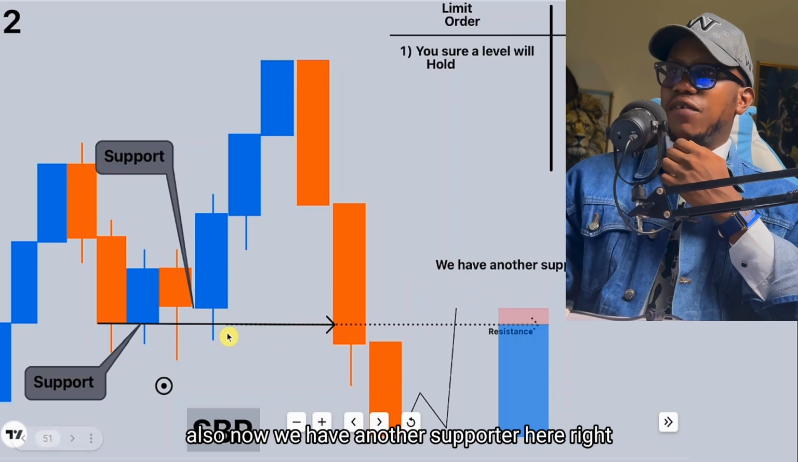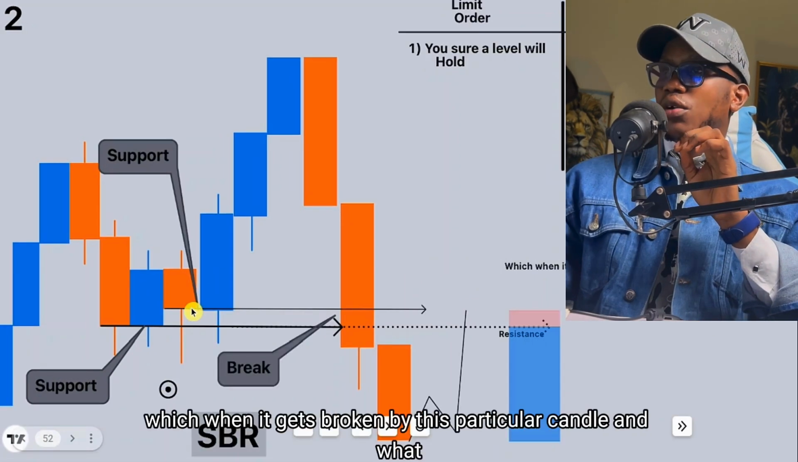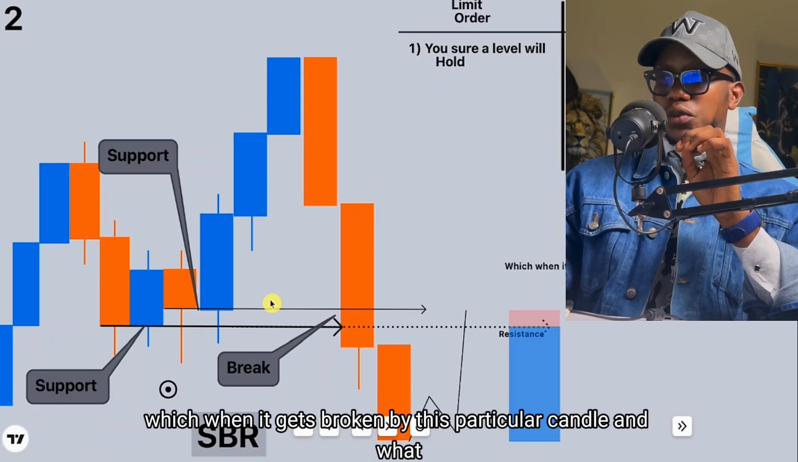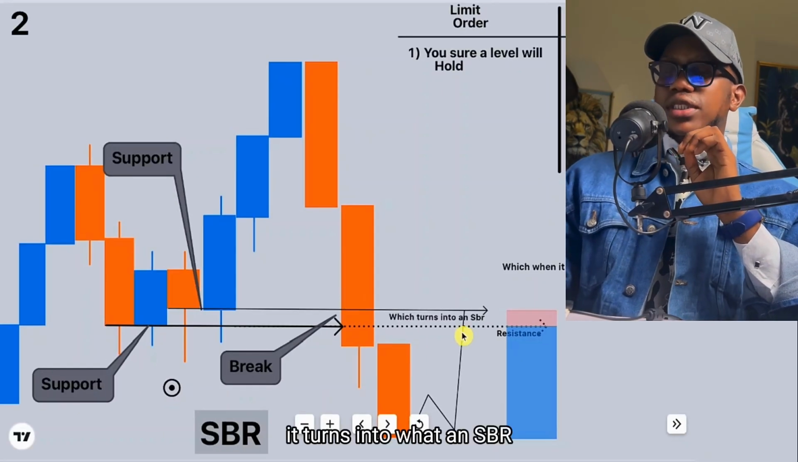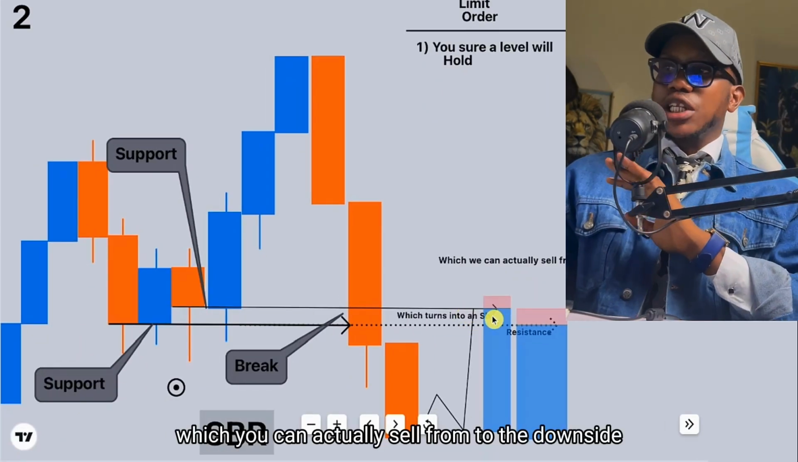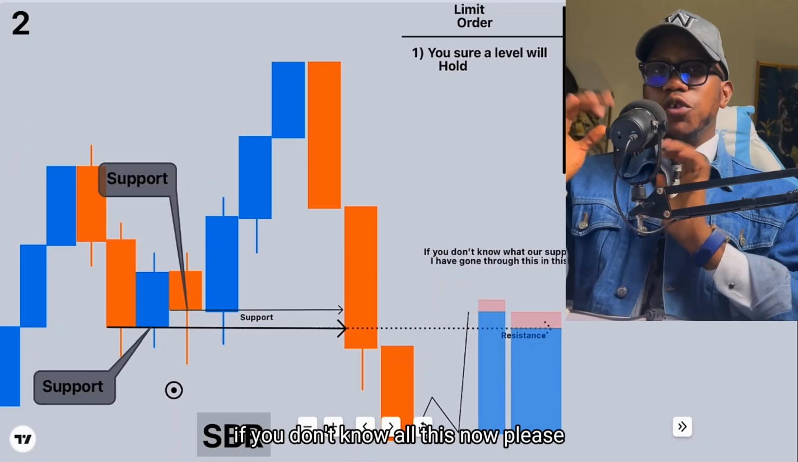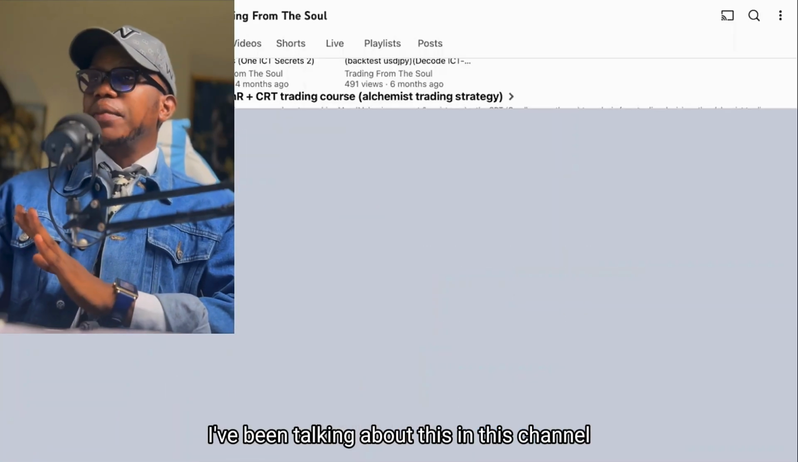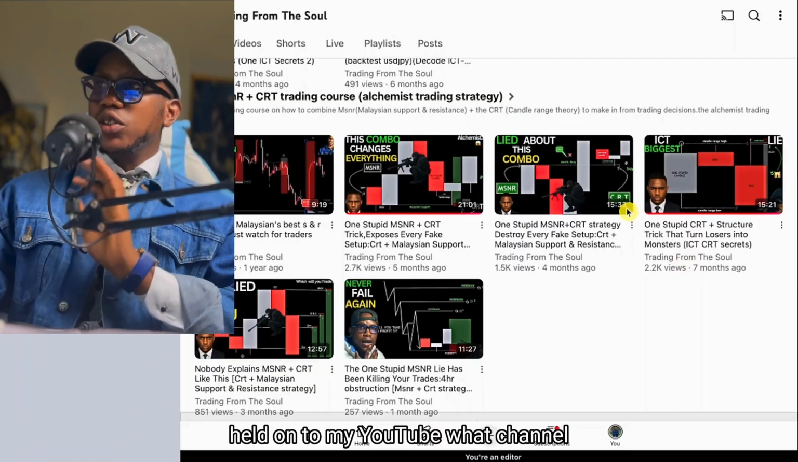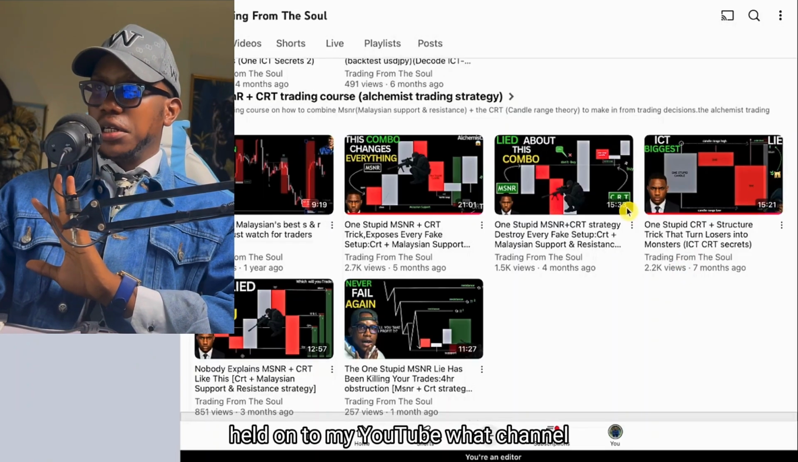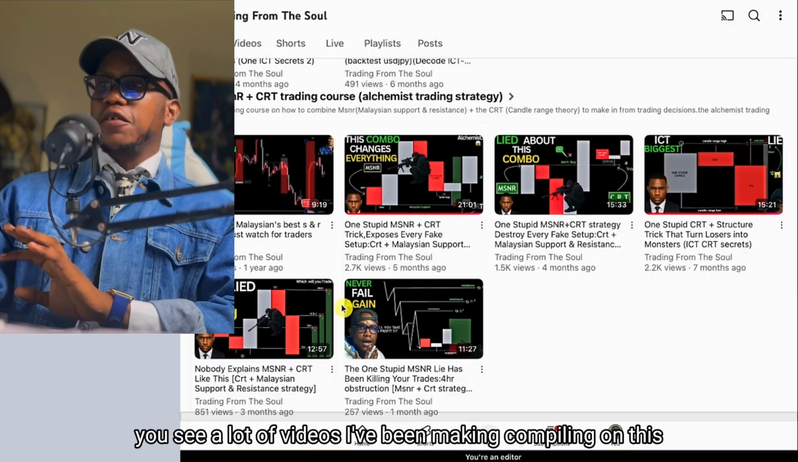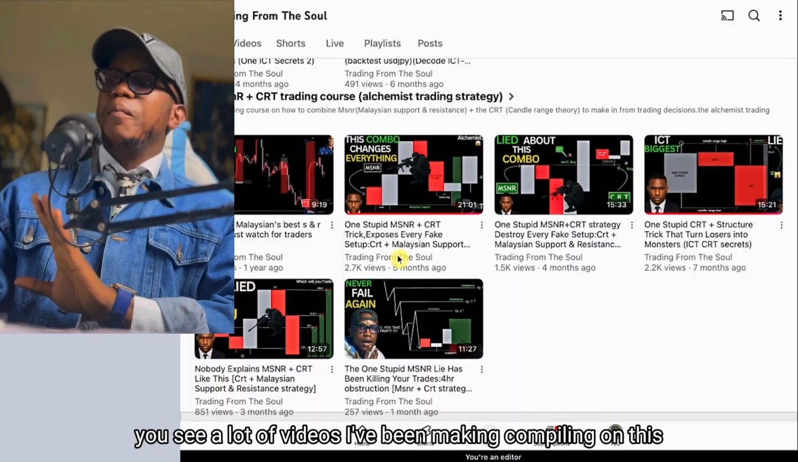Also, we have another support right here, which gets broken by this particular candle and turns into an SBR, which we can actually sell from to the downside. If you don't know all this, please, I've been talking about this on this channel. Hold on to my YouTube channel, Trading from the Soul, and go to the playlist. You'll see a lot of videos I've been making, compiling on this.